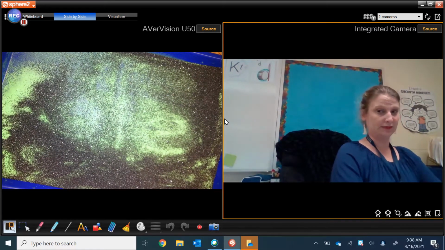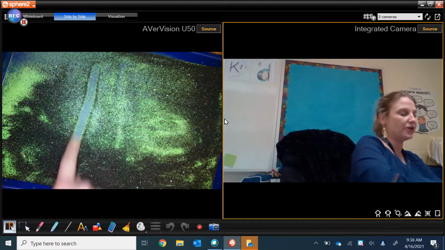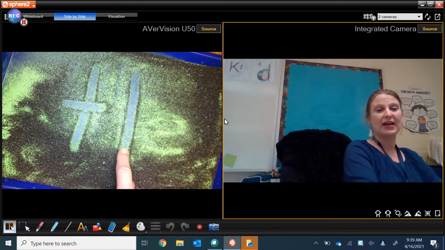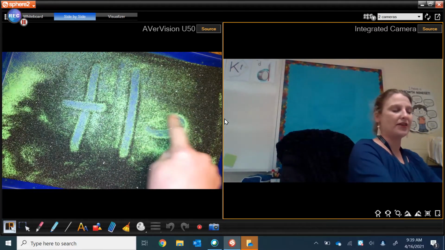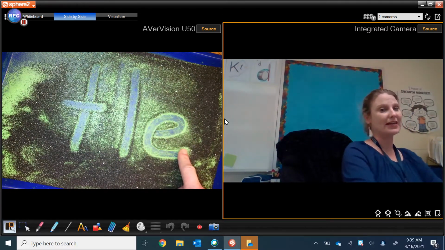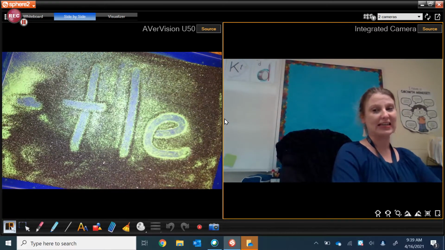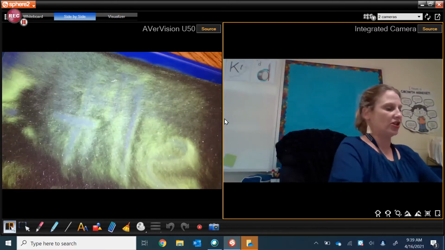Tull. Letter T, letter L says tull. At the end of the word, I need an E for the consonant-LE to make the ending blend. This is tull at the end of the word. T-L-E, tull. Shake, shake, shake.